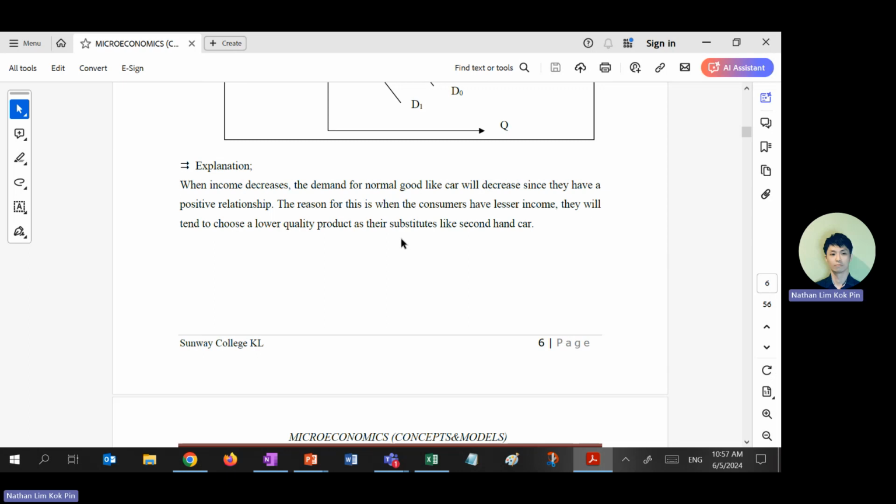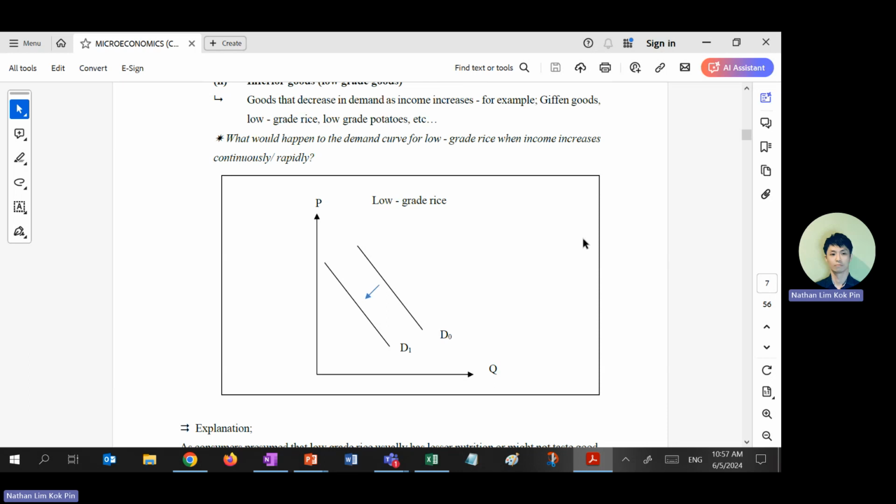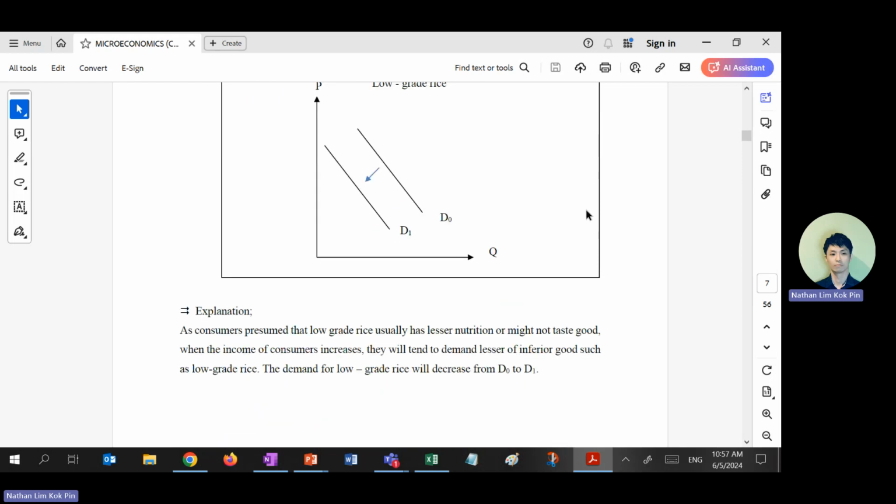Extra knowledge, right? This is how I write, okay? Inferior good, same thing. For you, low grade rice must be maybe an inferior good, right? For someone, it can be a normal good, right? Because they never tasted rice before. Yeah, don't laugh. People never tasted rice before. It's such a pity, so sad, and you laugh, right?